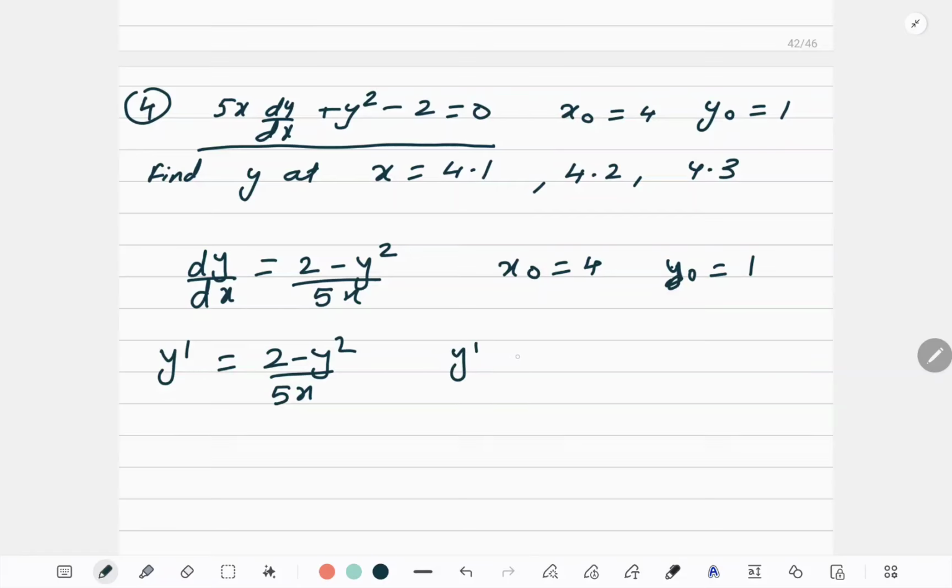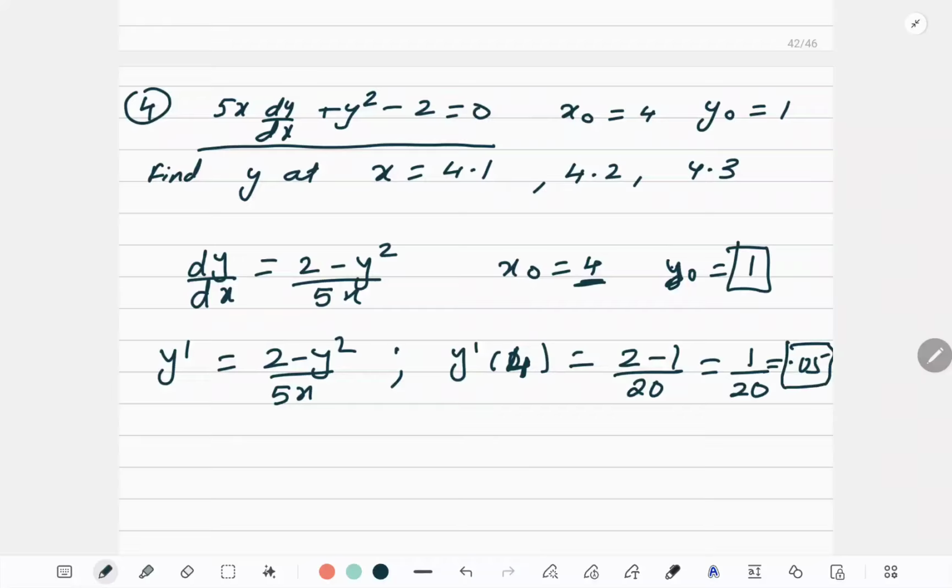Now this first derivative at 0, not 0, 4, the initial point we always have to use. So here the initial point is 4. So when you substitute this, 2 minus 1 upon 20. 5 fours are 20. So this will become 1 by 20. So this is your first value, okay, which is 0.05. Correct? So one value is this, the other value is this.